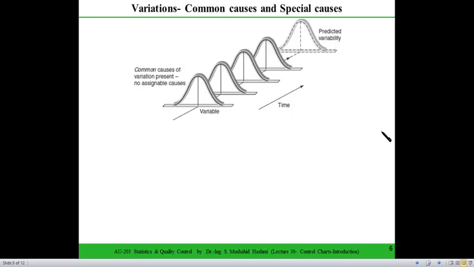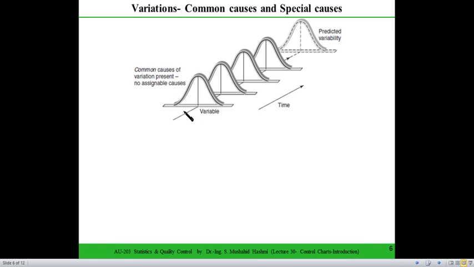Okay, so broadly, the variations that are present in any process are divided into two causes. One of the causes is what you call a common cause or a random cause, which doesn't have any particular reason that you can assign for the variation.